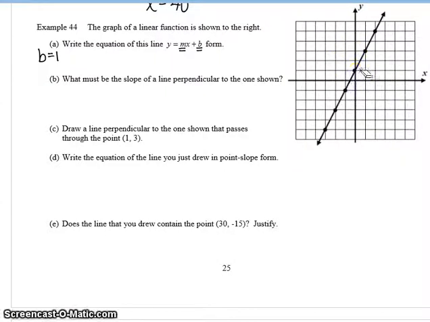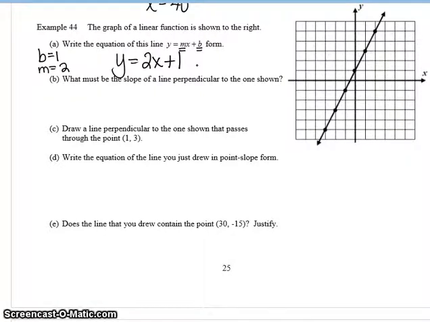Okay, and then slope, just count the motion. It's positive. It's going up 2 over 1. Up 2 over 1. So that means my slope is 2. So I know my m is 2. So to write that in slope-intercept form, it's y equals my m times my x plus my b. Okay, so y equals 2x plus 1. Okay, the next one, part B.